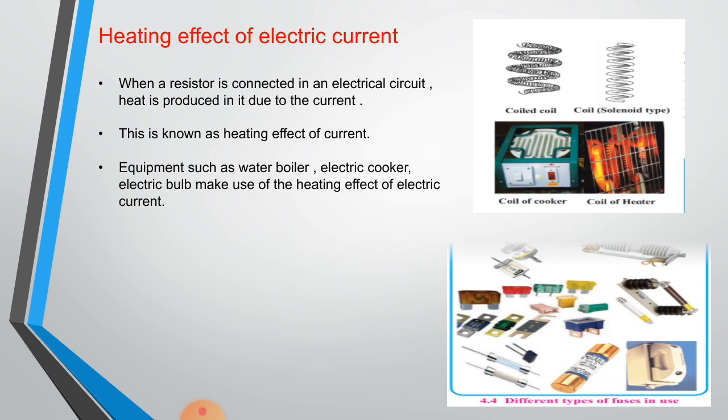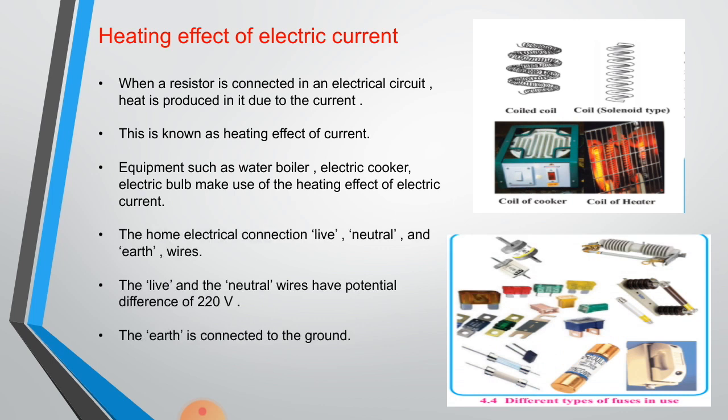Then, you all know that we have learned our home electrical connection consists of 3 wires, that is the live wire, neutral wire, and earth wire. The live and neutral wires are the connection which we get from electric poles, and the earth wire is connected to the ground. The live and the neutral wires have a potential difference of about 220 volt.